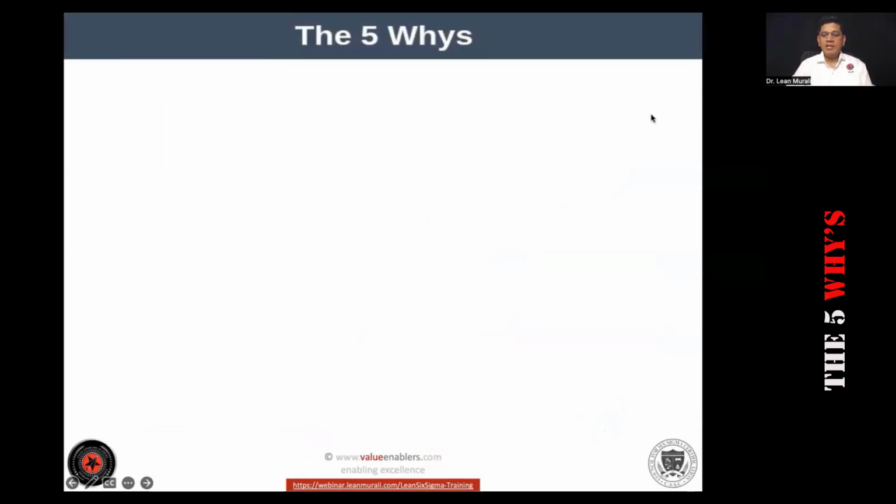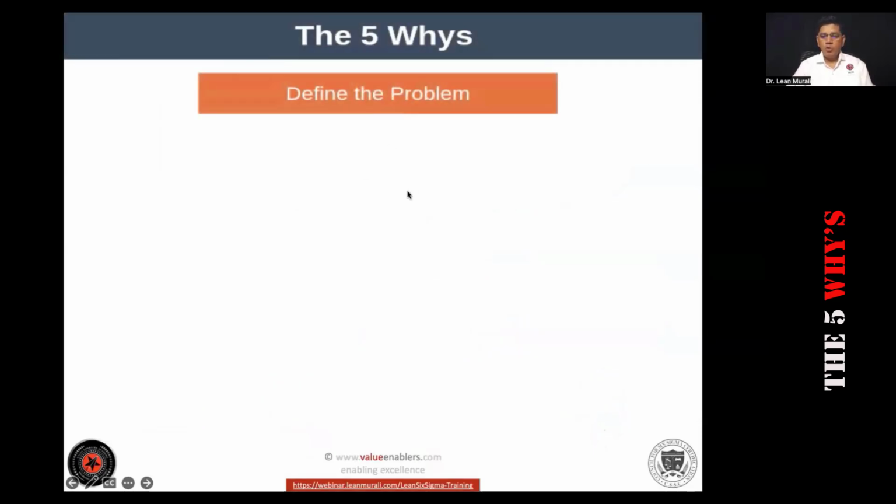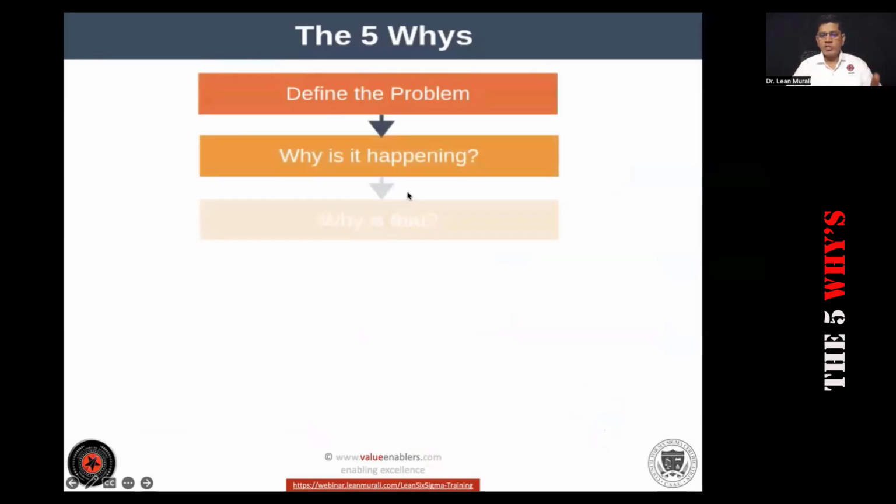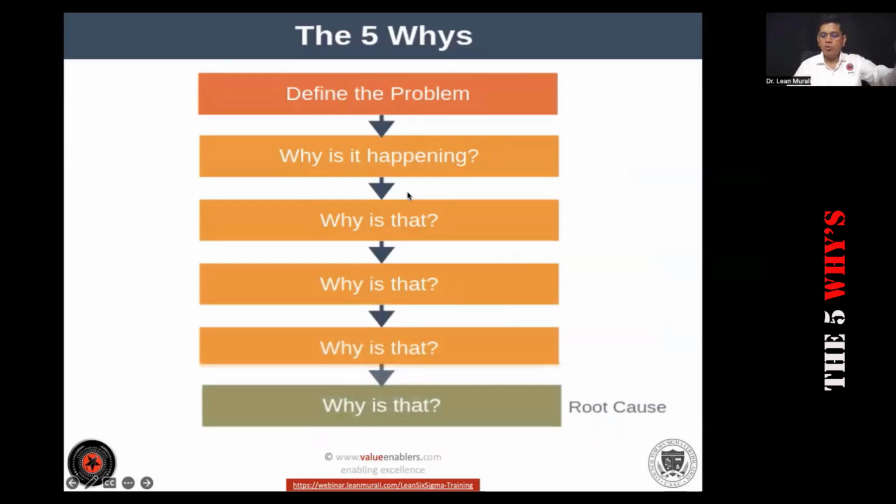Now let's go into a little bit of depth. As I told you, you define the problem, you ask why it is happening, then you ask why is that, and why is that, and why is that, till you come to the root cause and a countermeasure. All of you write the word countermeasure. I'm telling you to type because if you're a newcomer, these are the words that you should have in your professional dictionary. All of you type CM in the chat box.